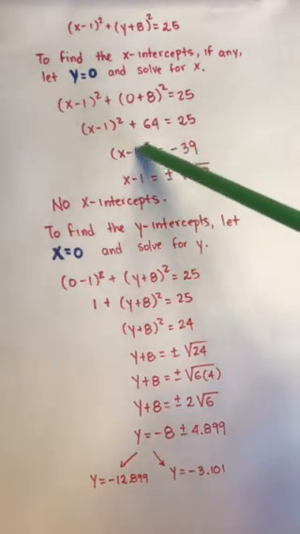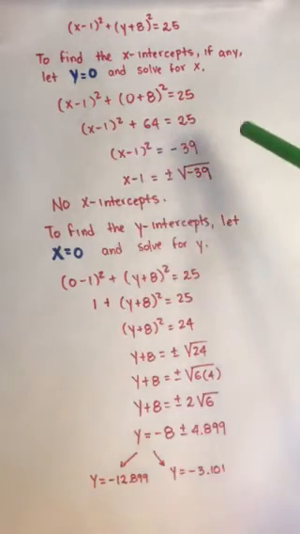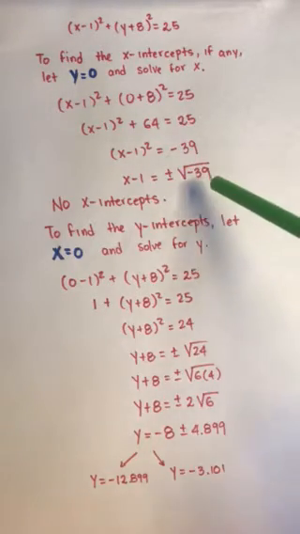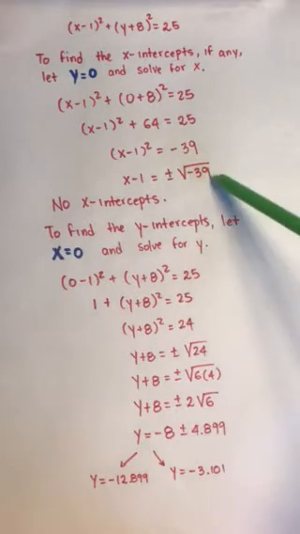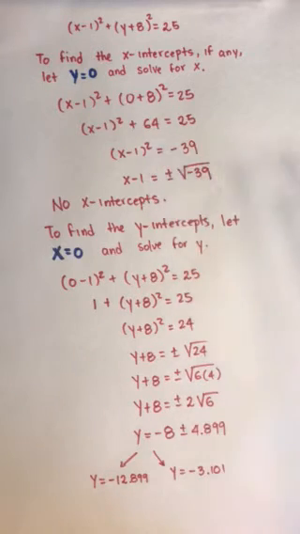Now we need to get rid of the square, so we take the square root of both sides. Remember, when we do the square root, don't forget the plus or minus. So we get the square root of negative 39, but we cannot get the square root of a negative number. So we say that we don't have x-intercepts, because we got the square root of a negative number. And you saw on the graph that we don't have x-intercepts.